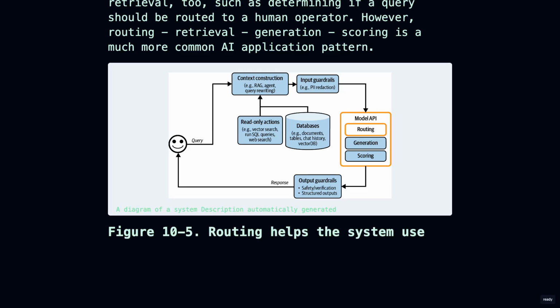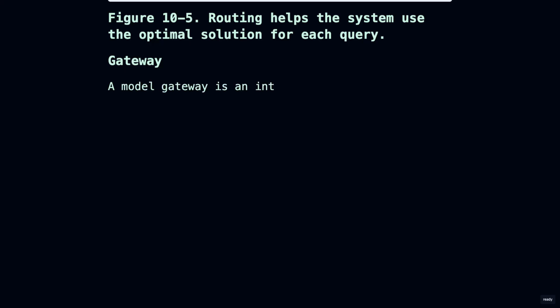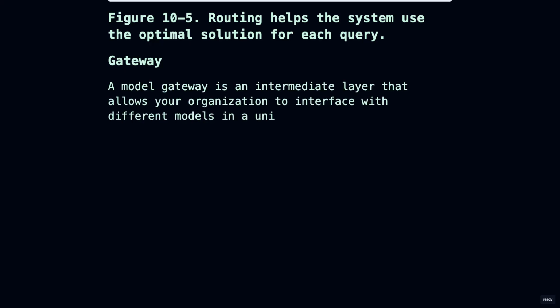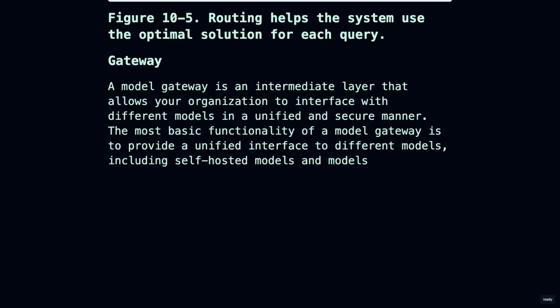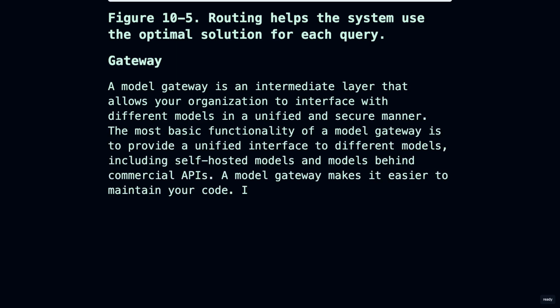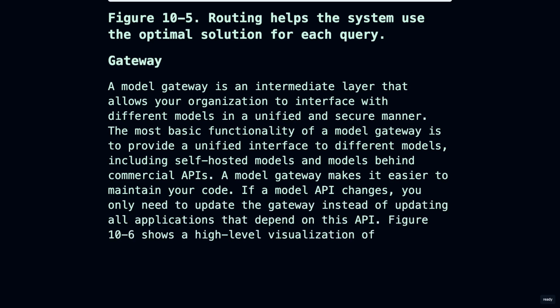Figure 10.5. Routing helps the system use the optimal solution for each query. Gateway. A model gateway is an intermediate layer that allows your organization to interface with different models in a unified and secure manner. The most basic functionality of a model gateway is to provide a unified interface to different models, including self-hosted models and models behind commercial APIs.